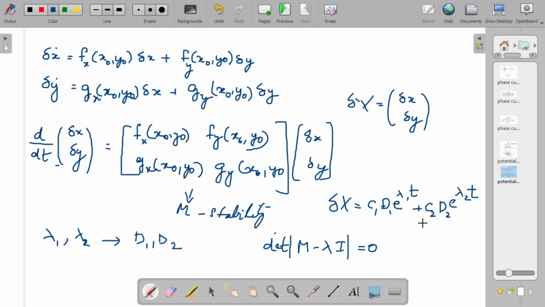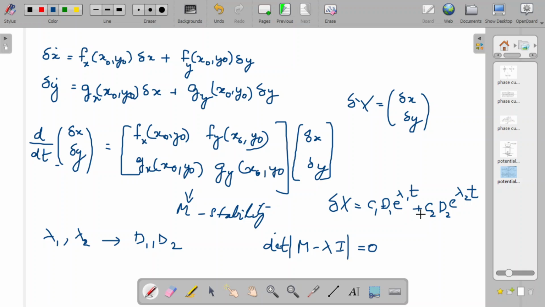Lambda 1 and lambda 2 can have positive and negative values while solving, depending upon the different systems. So for some systems I can get the solution for x as a decaying function, depending upon lambda 1 being negative or positive. If lambda 1 or lambda 2 is negative, I can say the system decays exponentially. If lambda 1 or lambda 2 is positive, I can say that it is exponentially growing.